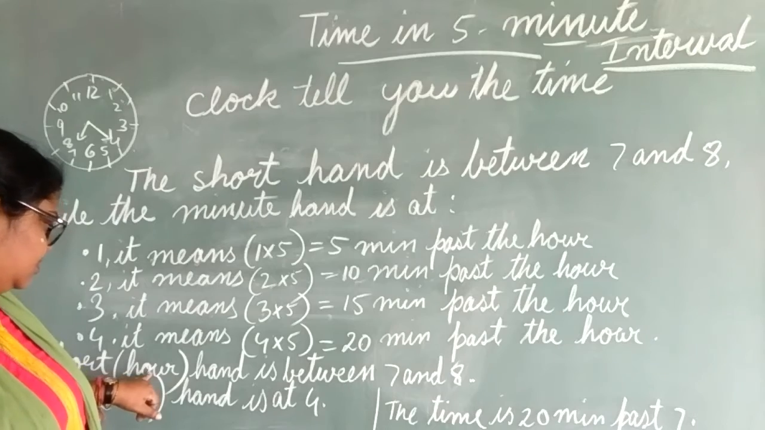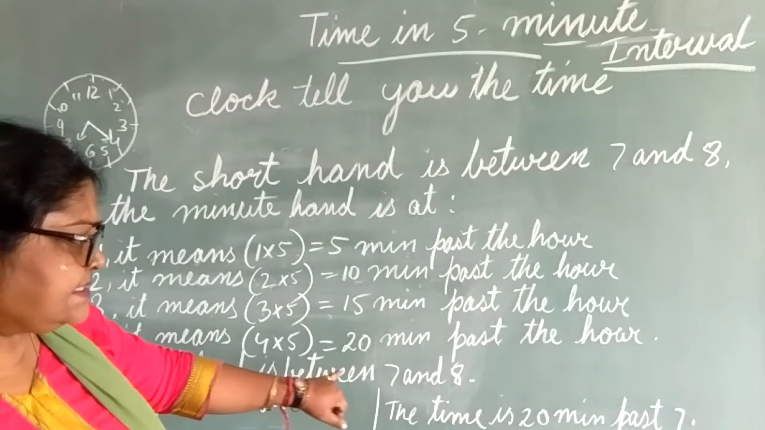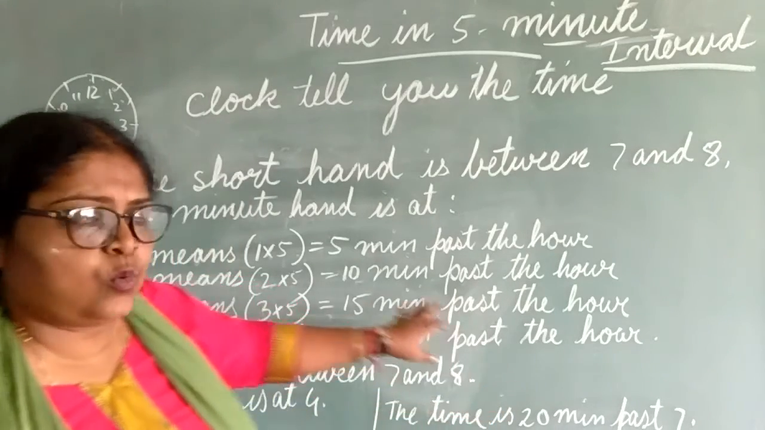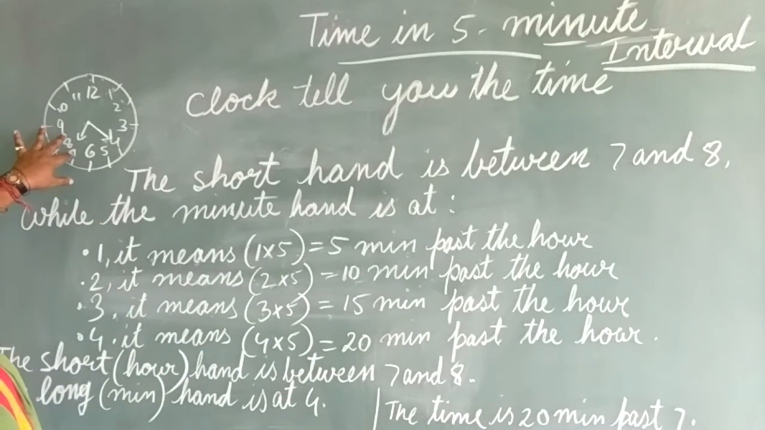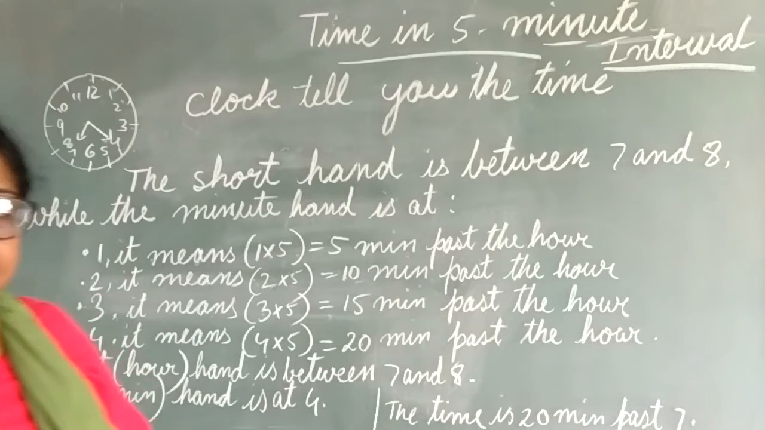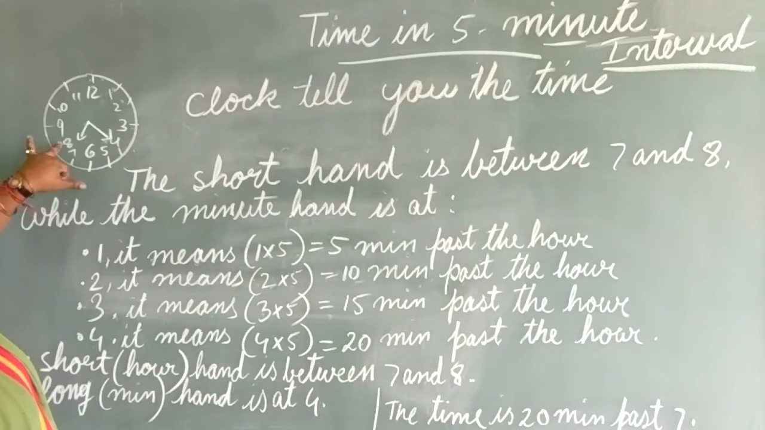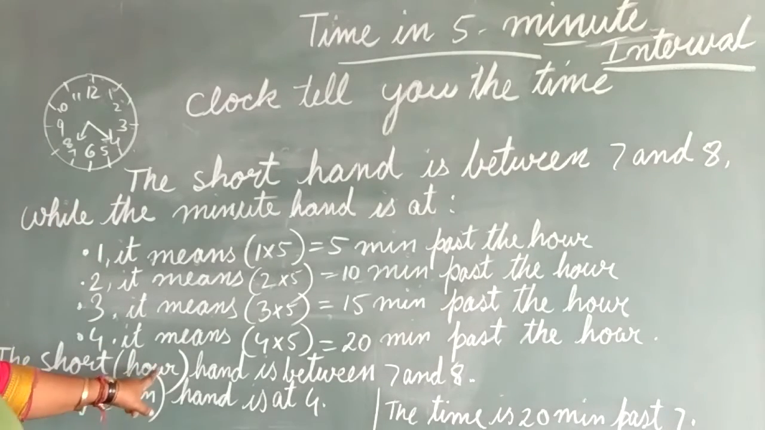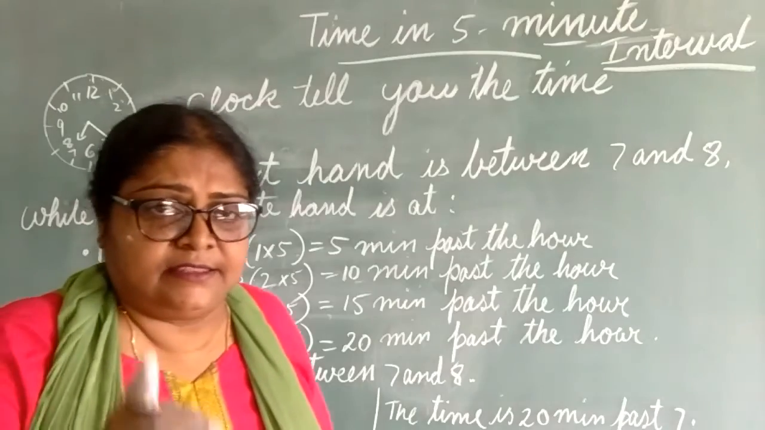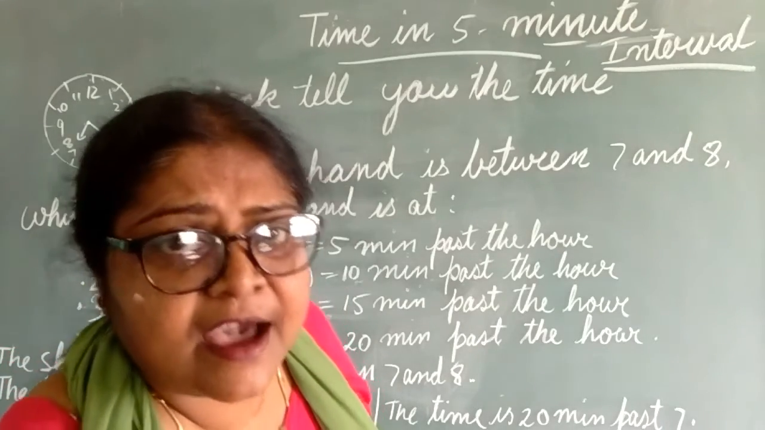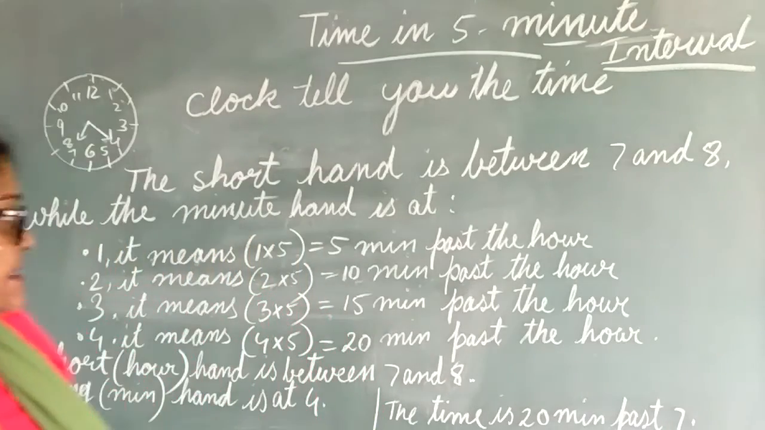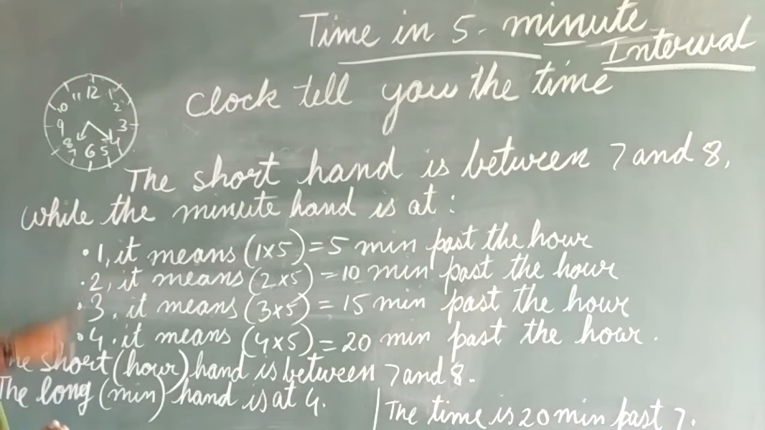The short hand is between 7 and 8. Where is the short hand? What are you seeing in this clock? It is between 7 and 8. So the short hand is known as what? The hour hand. That short hand is known as the hour hand, and it is between 7 and 8.